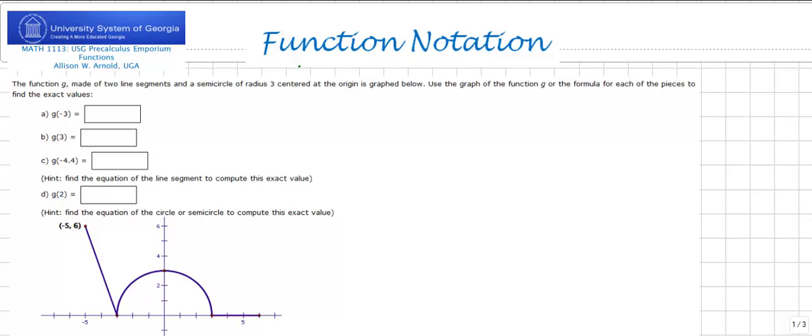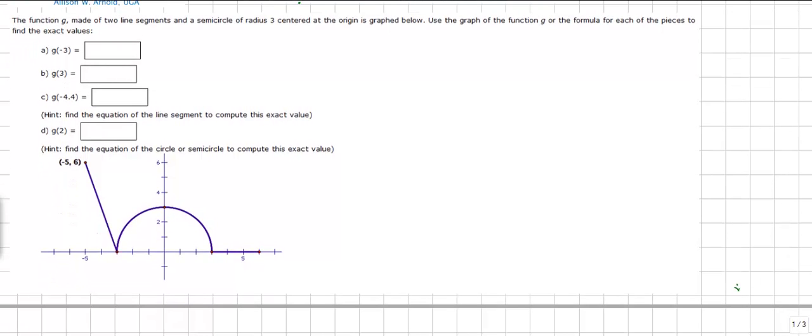Here's an example of using a graph to help you determine function values. In the figure below, you see a semicircle centered at the origin with radius 3 and two line segments that complete the graph. You're asked to find the value g of negative 3 by either using points that are already on the graph or creating a formula to use from what you can see from the graph, obtain the formula from the graph. In this particular case, negative 3, 0 is a clearly defined point on your graph.